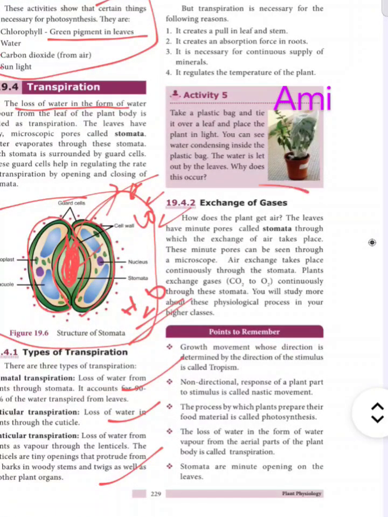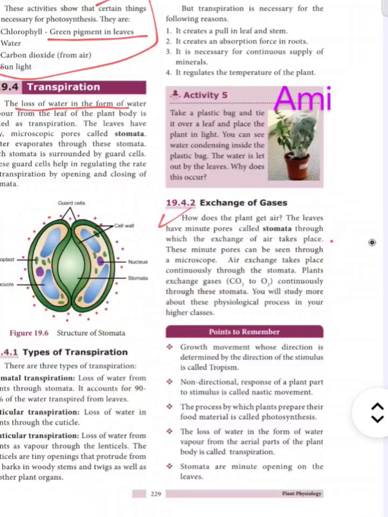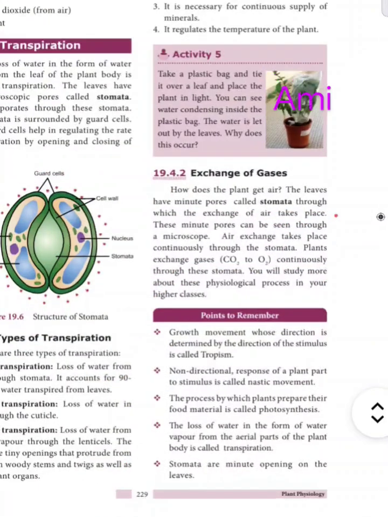Now the exchange of gases. I already told you the stomatal pore is also responsible for the exchange of gases, so air exchange takes place. Plants exchange gases CO2 and O2 continuously through stomata. So we discussed the chapter. Now we are going to the important points to be remembered.